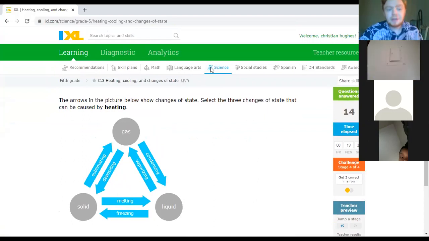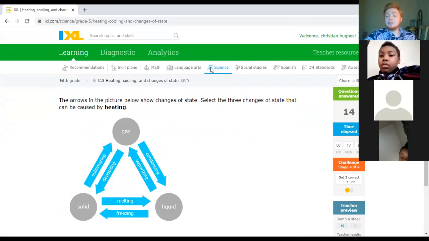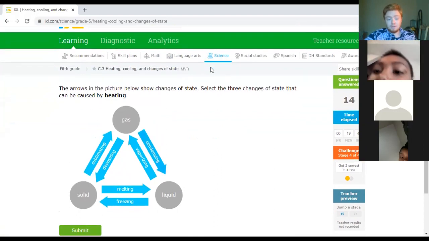All right, the arrows represent changing of state. Select 3 changes represented by heating. Tobias, all the words are here. Can you take a guess at which 3 of these are being heating, which means they're getting hot? Always think of water. Just think of water as water, ice, and steam, and that should help because that's the best example. Give me a second. I'm reading it.